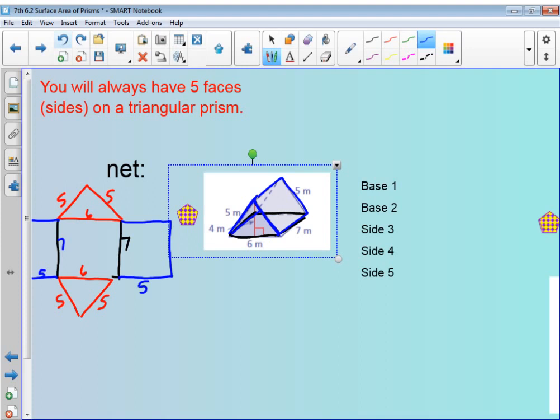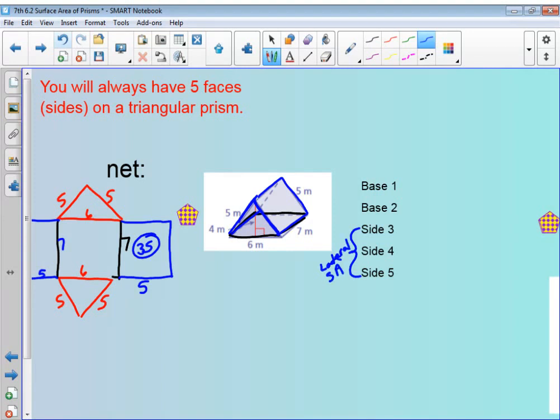Okay, so I've got a 5 by 7, which is 35. That's one of my lateral surface areas. These are all my lateral surface areas. So that's 35. I have another one that's 35 on the other side. You can't see it fully here. It's 35. And then I've got this 6 by 7, which is 42. I'll do it in a different color.